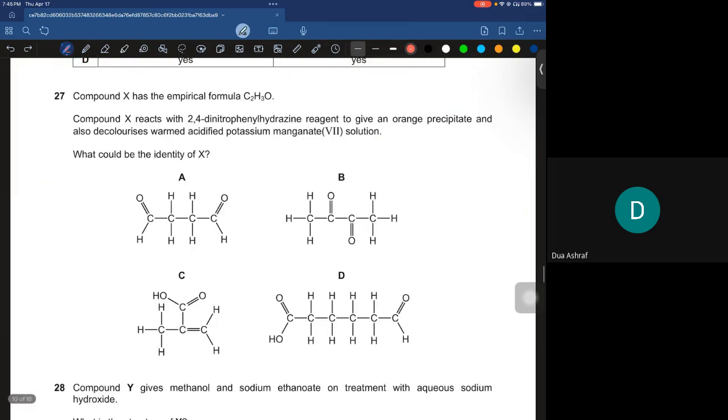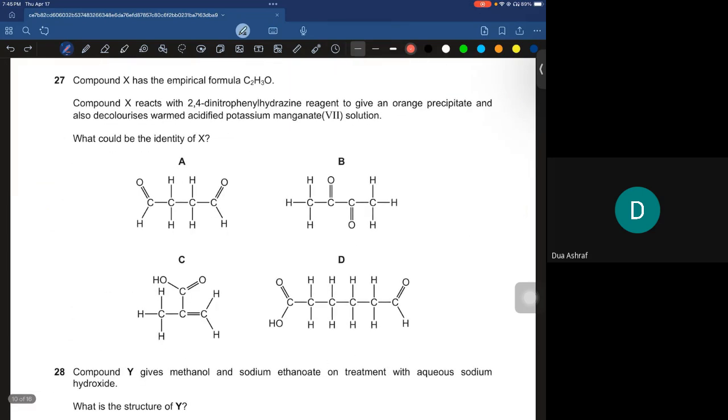Okay. Compound X has the empirical formula C2H3O. Compound X reacts with 2,4-DNPH, which is the test to check the presence of carbonyl, the C double bond O, to give an orange precipitate, and also decolorizes warmed acidified potassium manganate solution, KMnO4 solution. What could be the identity of X?